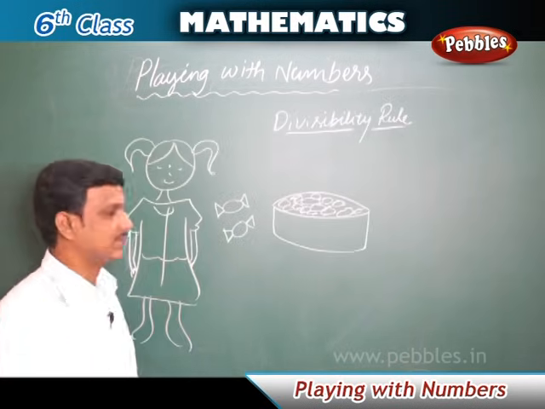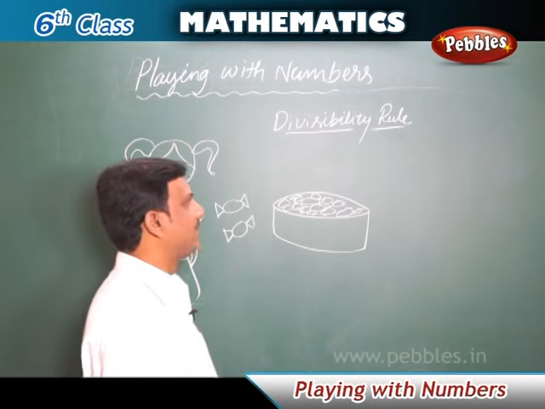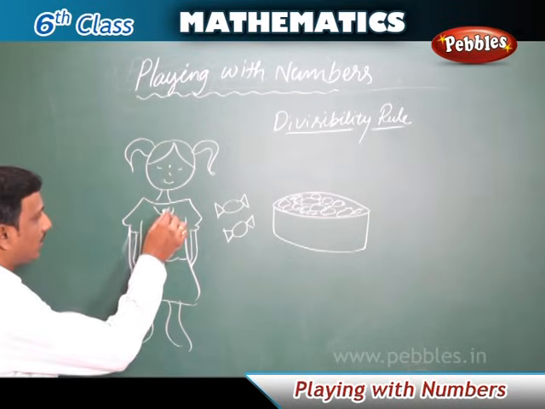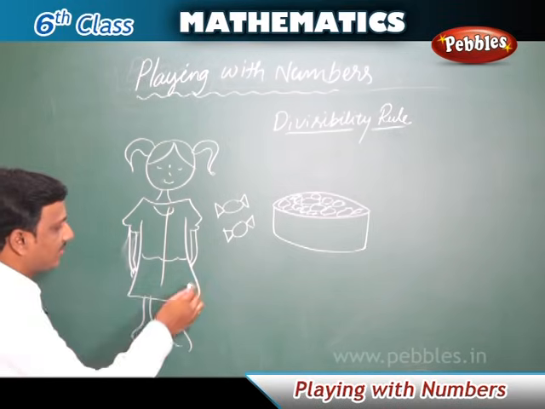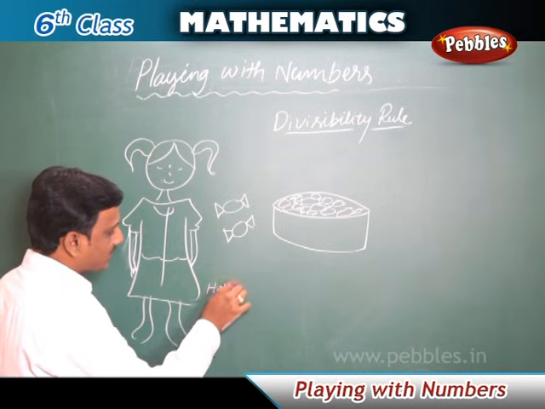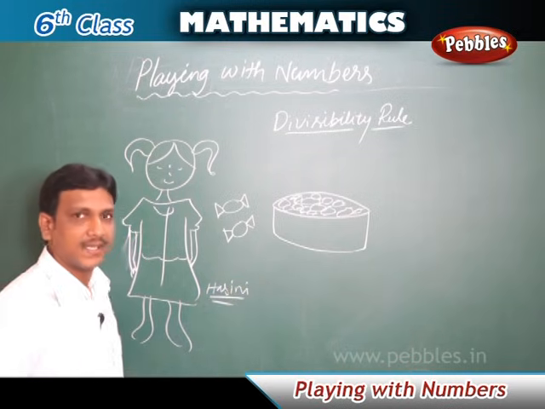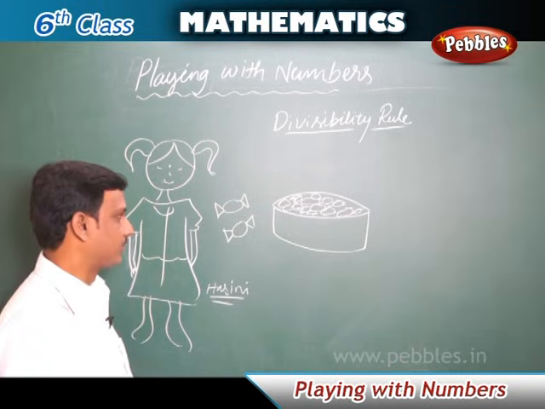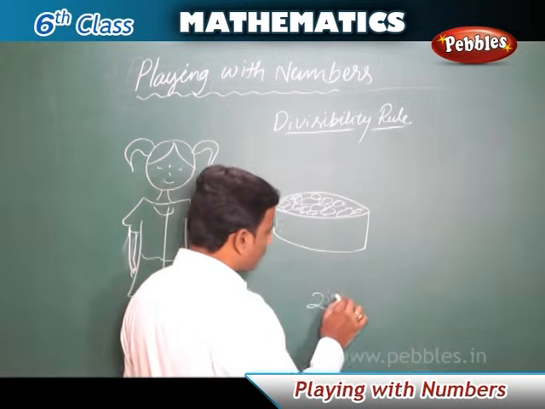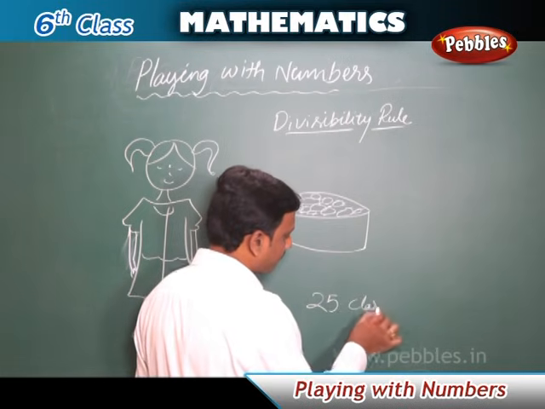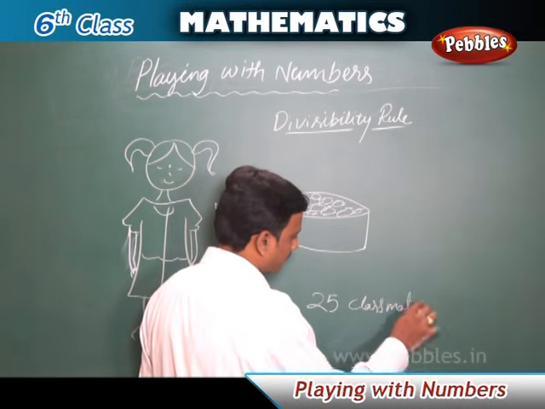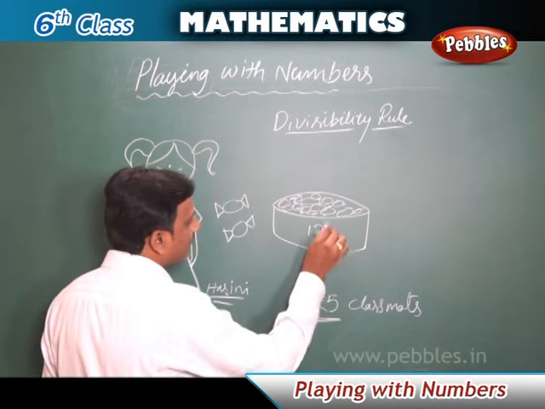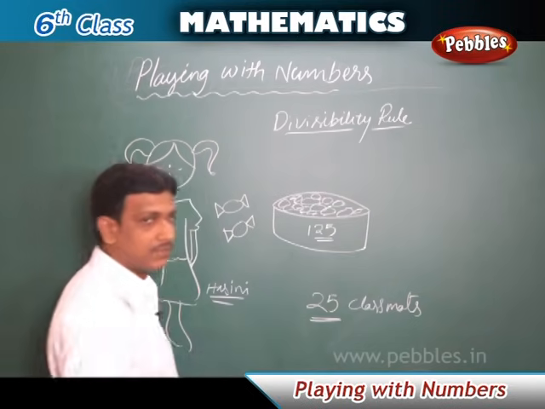Let us start with the divisibility rule. What is divisibility rule and how does it help us? Here we see an example. Here is a girl named Hasini and she is going to celebrate her birthday. So she wanted to distribute chocolates in her classroom. She has 25 classmates. Her father brought 125 chocolates for distribution.